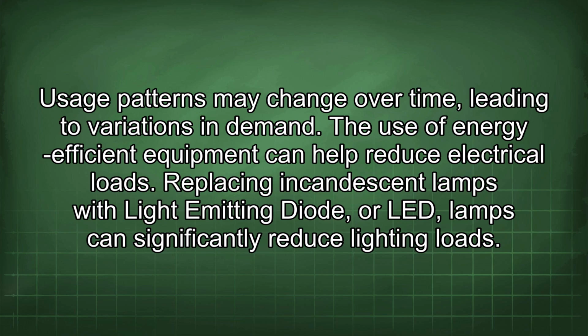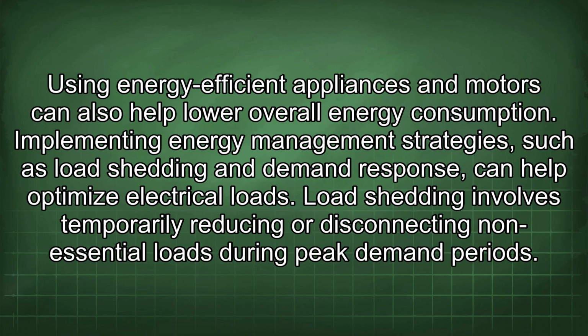The use of energy-efficient equipment can help reduce electrical loads. Replacing incandescent lamps with light-emitting diode, or LED, lamps can significantly reduce lighting loads. Using energy-efficient appliances and motors can also help lower overall energy consumption. Implementing energy management strategies, such as load shedding and demand response, can help optimize electrical loads.